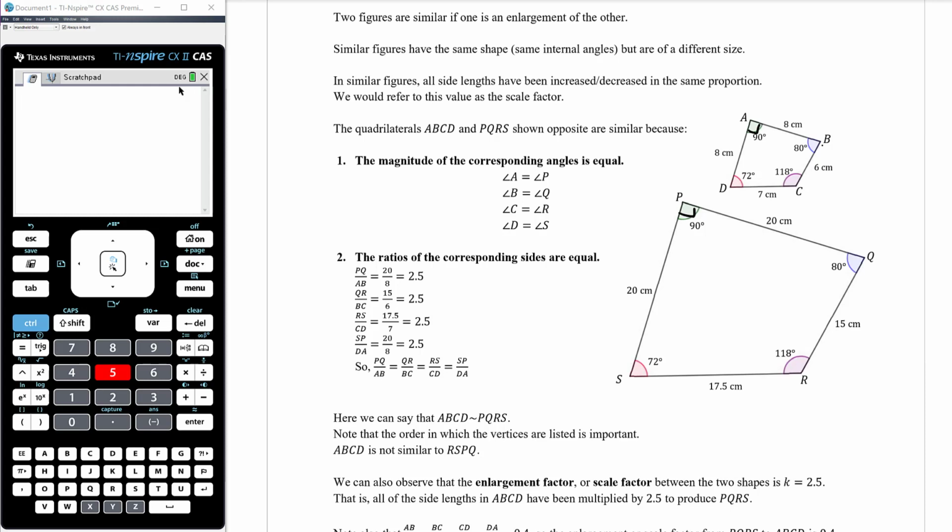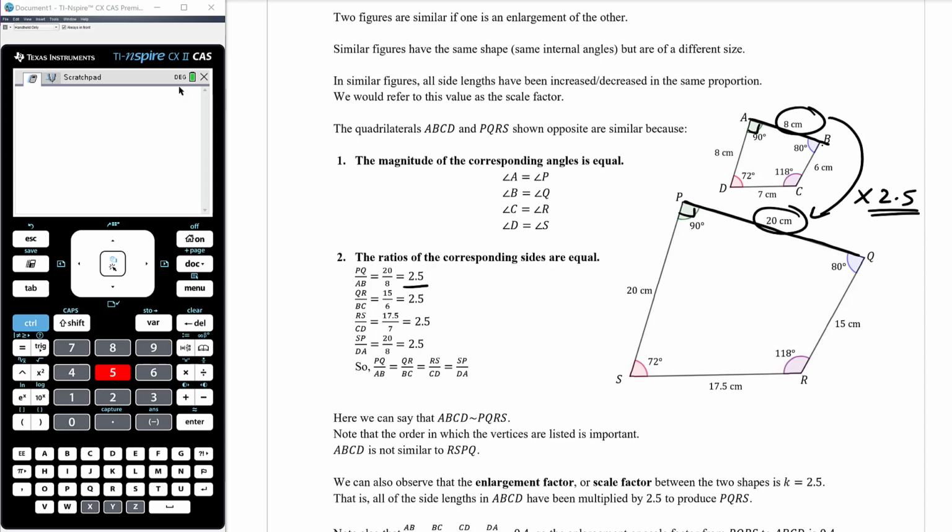And they are also similar because the ratios of the corresponding sides are equal. I can see that PQ, this side length, corresponds with this side length. So when I divide the side length of PQ, which is 20, by the side length of 8, I get a ratio of 2.5. That's telling me that this bigger shape is 2.5 times bigger than the smaller shape. We're essentially calculating the scale factor by dividing one of the side lengths by its corresponding side length. But the important thing is that it needs to be the same for all four sets of sides.